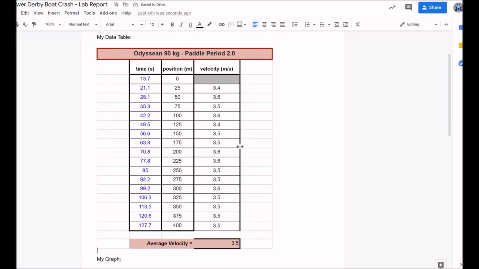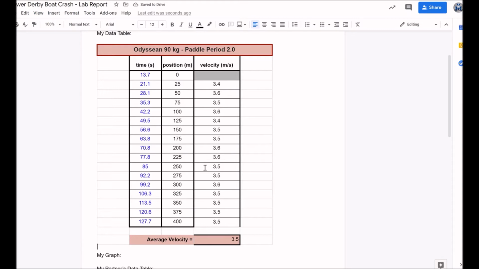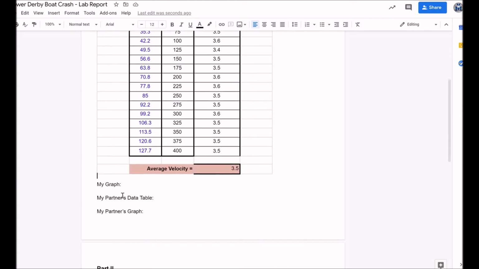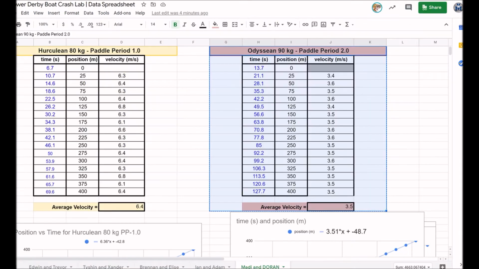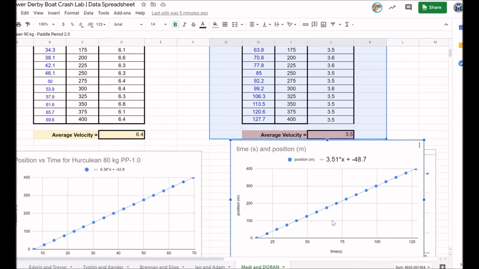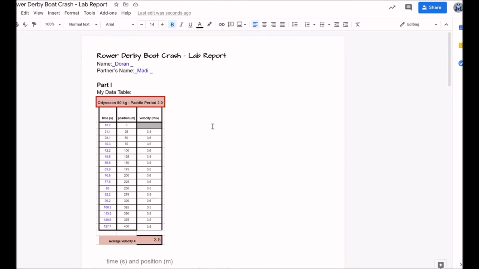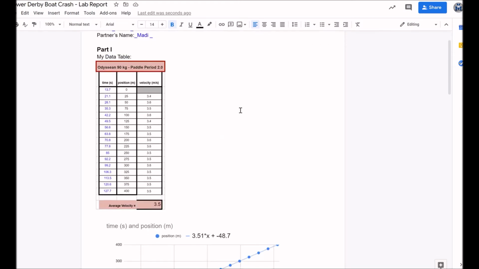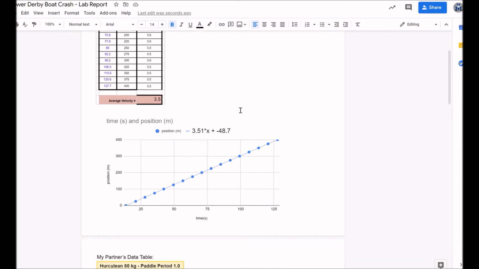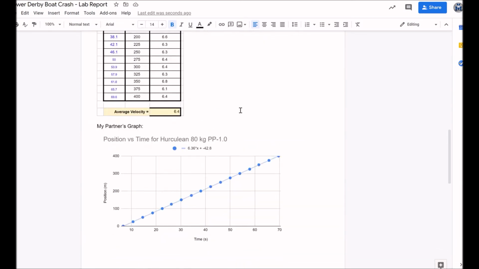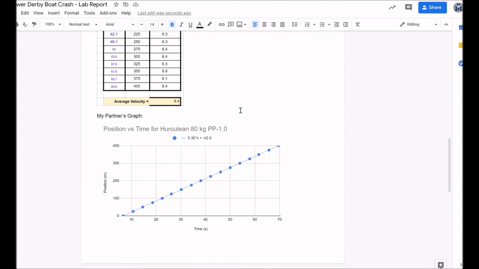If you want to adjust the formatting and make it look nicer, you can. I'm not going to grade you on that. I'm fine if you just copy and paste it in. Then you're going to do the same thing for your graph. Control C and then paste it in there. Okay, some movie magic. I have my data tables and my graphs pasted in here for both myself and my partner.